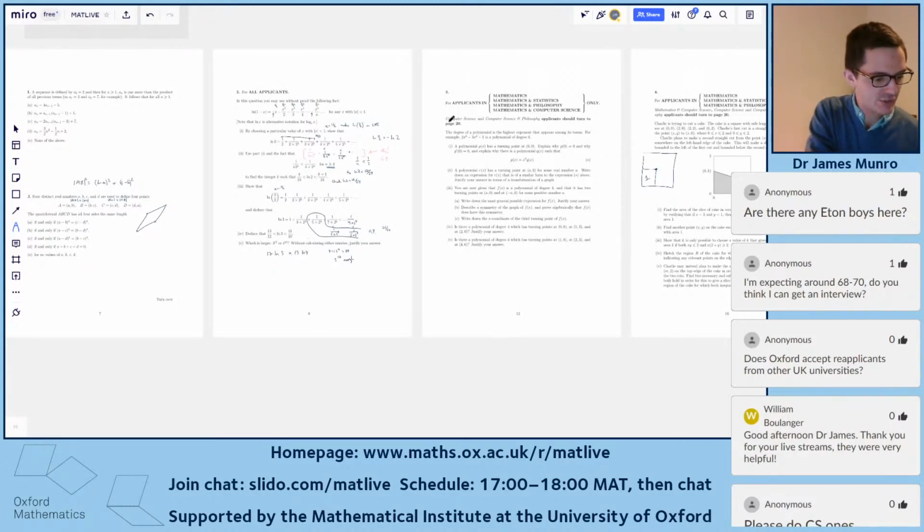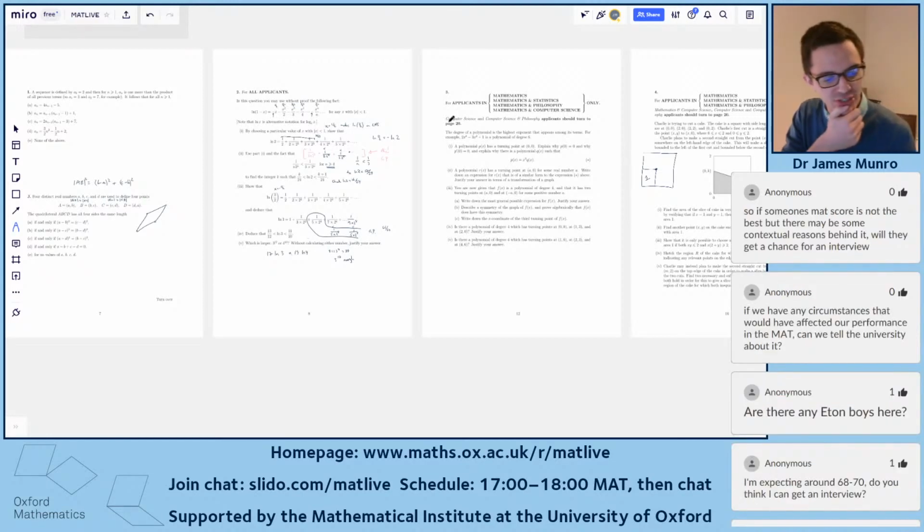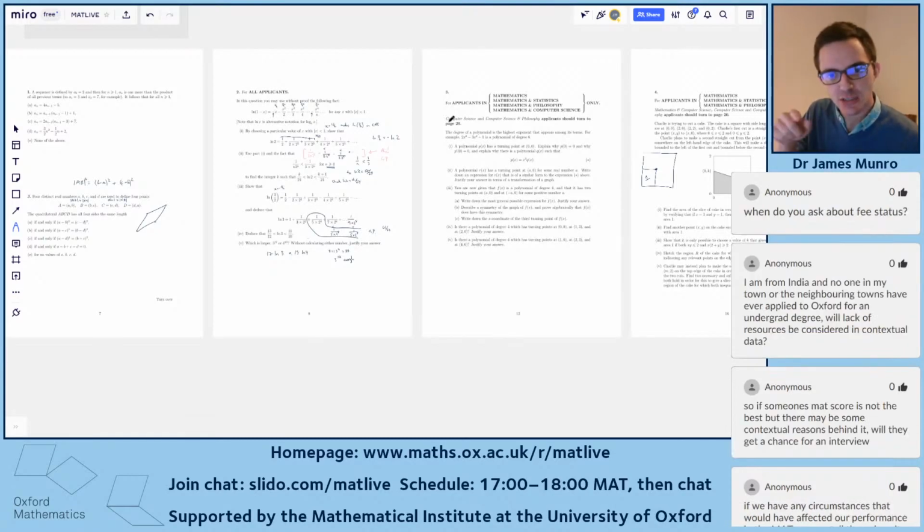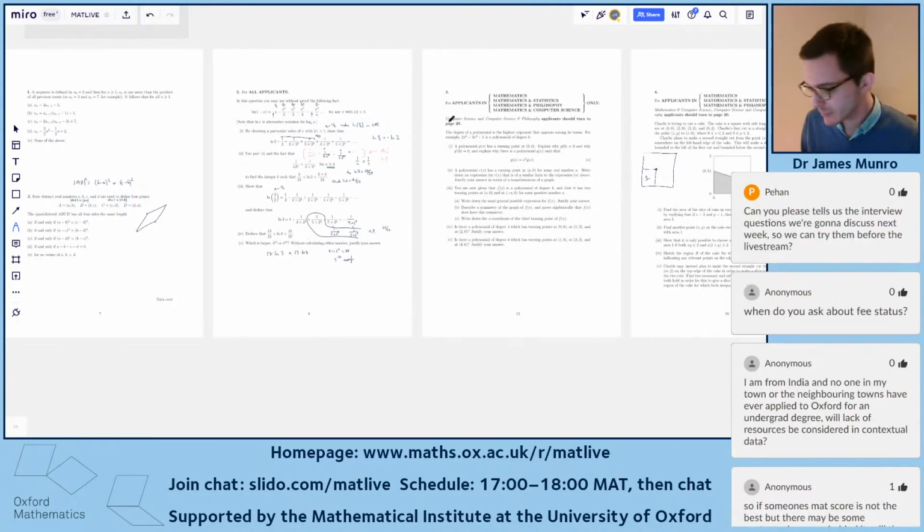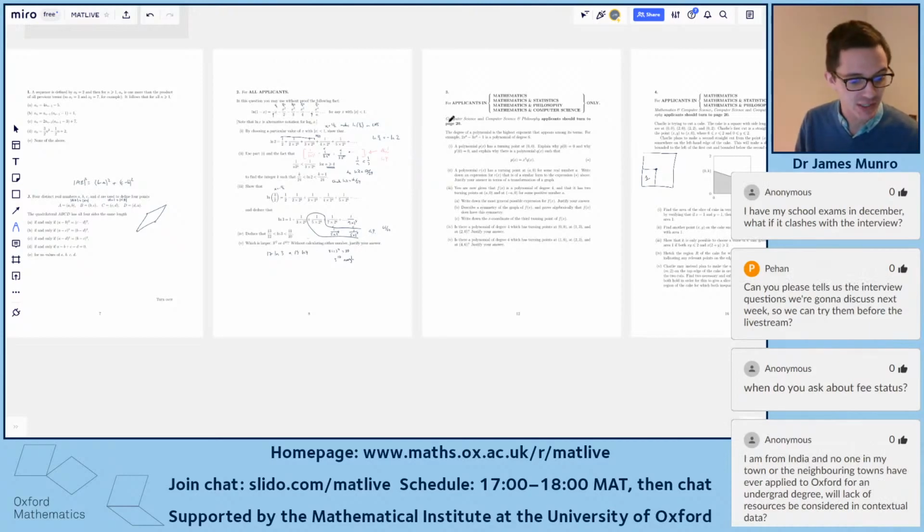Oh, we're talking about contextual reasons now. Sean's math score is not the best, but there may be some contextual reasons behind it. Will they get a chance for interview? Yeah, we do these bar charts at the end of the round to show how we do shortlist people with lower math scores if there are good reasons. And contextual information is important at that stage. So we look at contextual information not just when we're making offers, but also at the shortlisting stage throughout the process. We're interested in the context.